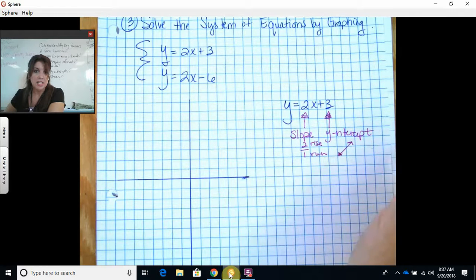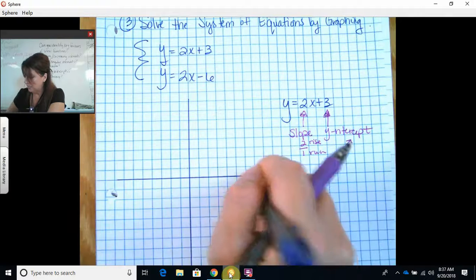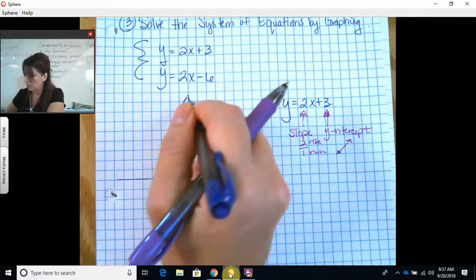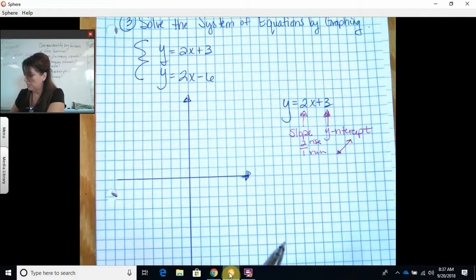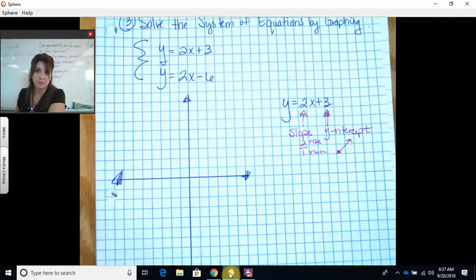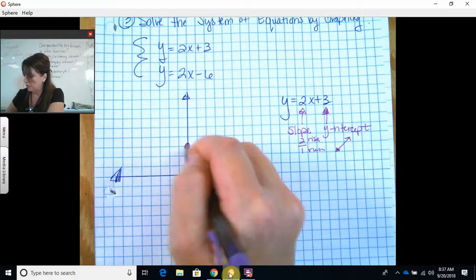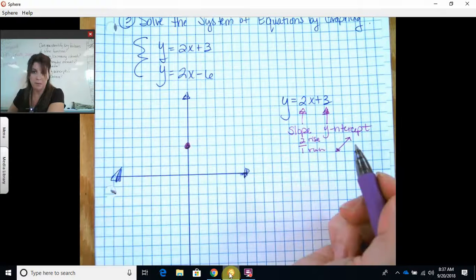So the first thing I do is I plot the y-intercept. A lot of kids go to the origin and they count the slope from there, and that's not correct. Not unless your origin is the y-intercept. My y-intercept is positive 3. So on the y-axis at positive 3, I'll plot my first point.